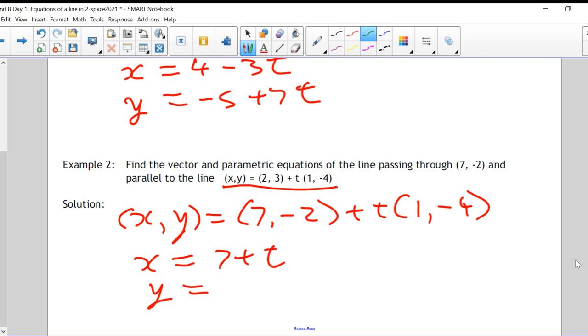Okay, Kushi, thanks for the question. We're not looking at this equation anymore, right? This equation says we want to find a new vector equation and parametric equations. That line is passing through this point, right? So we're going to change the 2, 3, because that 2, 3 represents the point that the line goes through. It's parallel to that line. So what we're going to focus on is using the same direction vector.